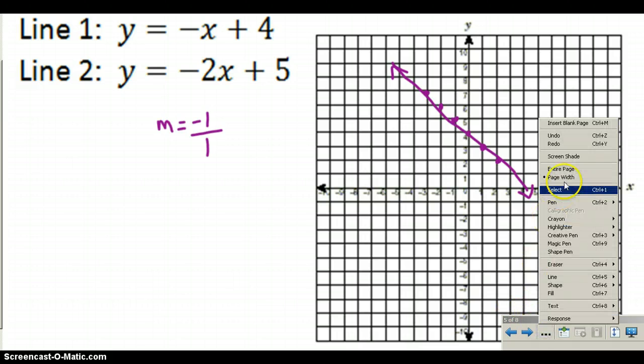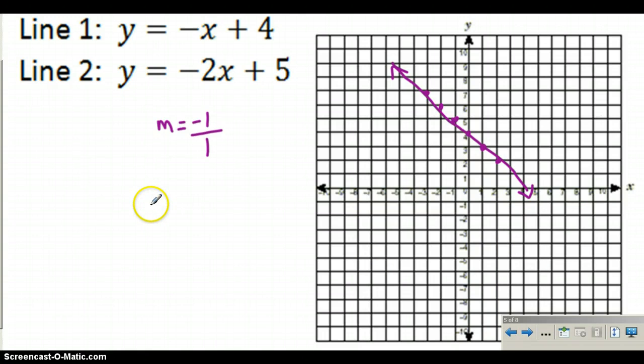Now let's take a look at that second equation. Let's grab a different color here. Second equation, we have y equals -2x plus 5. So we're going to go up to 5, and this time we have a -2 as my slope. So again, if it's a negative 2, it's really over 1. So I can go down 2 to the right 1, or I can go up 2 and back 1.